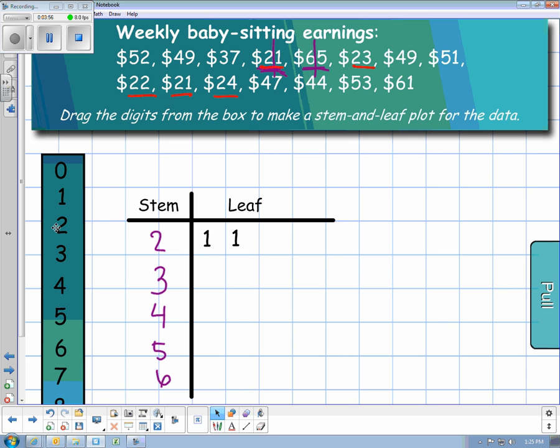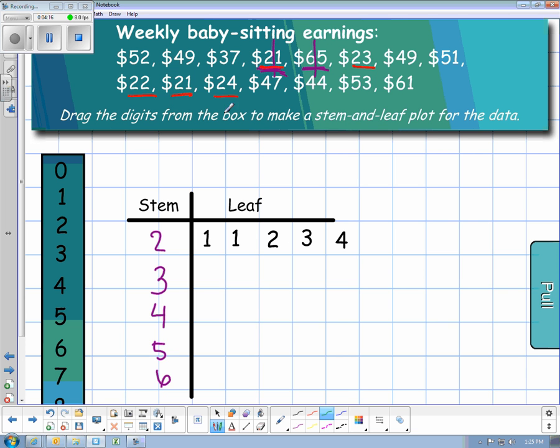I have a 22. I have a 23. And I have a 24. So I should have 1, 2, 3, 4, 5 data points there, and I do. 1, 2, 3, 4, 5. So let's look at the 30s.